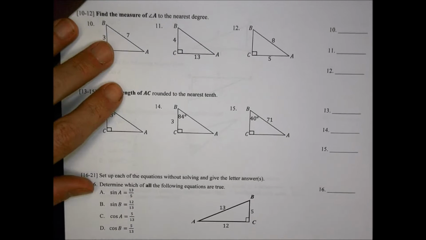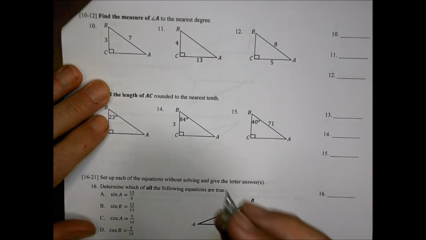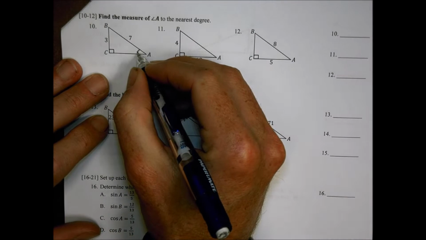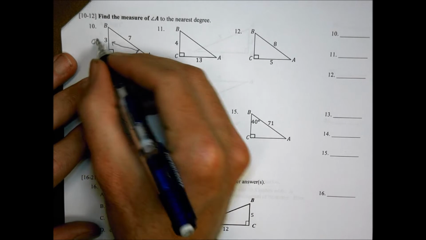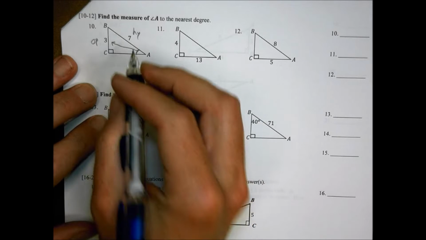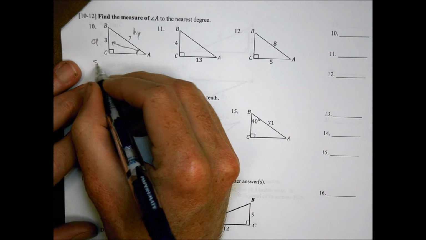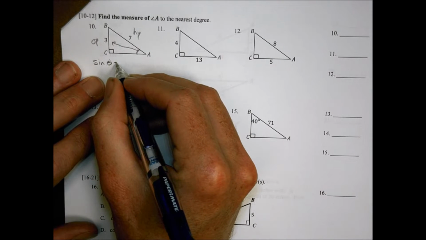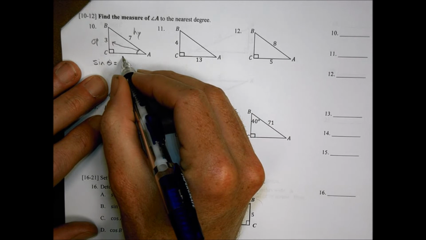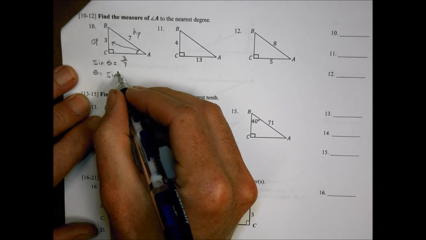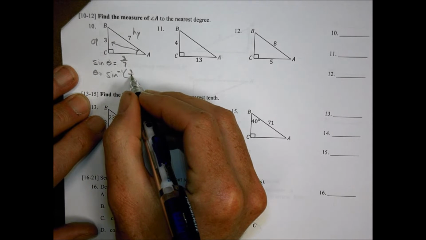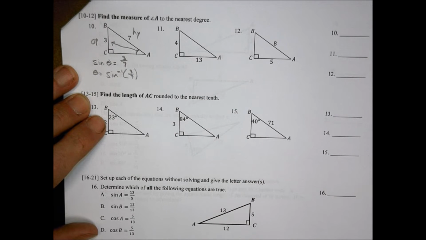Number 10, here we go. Find the measure of angle A to the nearest degree. So here's where A is at there. And we can see we have the opposite and we have a hypotenuse. So with the opposite and hypotenuse, I'm going to look for the sine of an angle, which is equal to 3 over 7. So theta is equal to the inverse sine of 3 over 7. And I have to use a calculator for that one there.